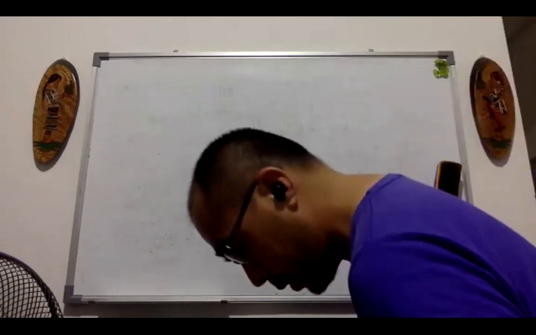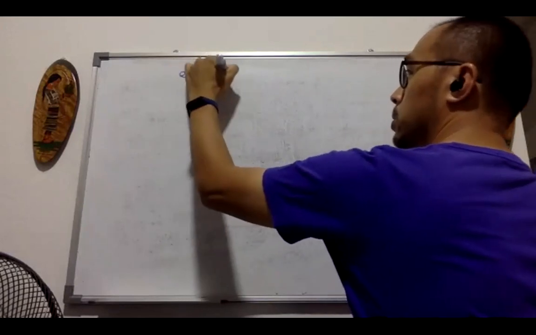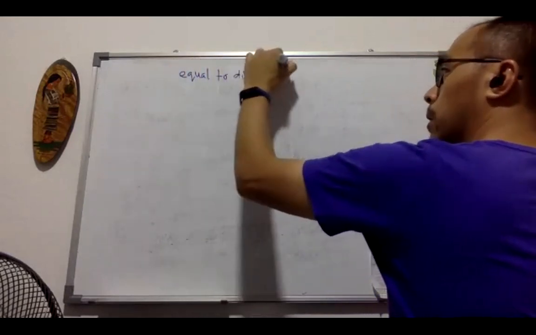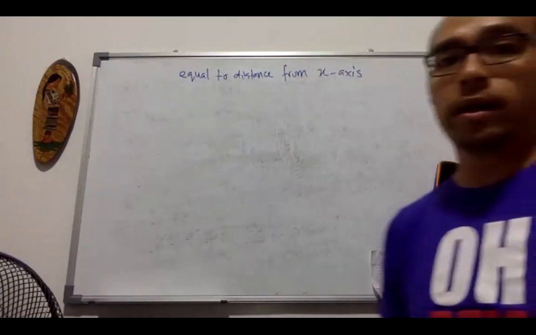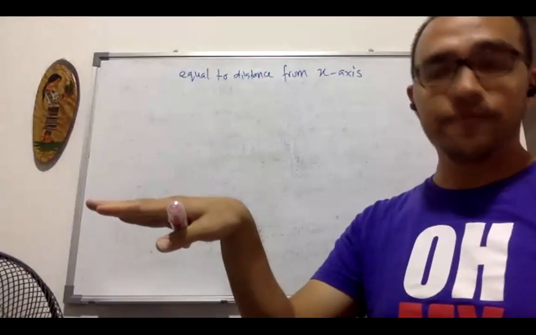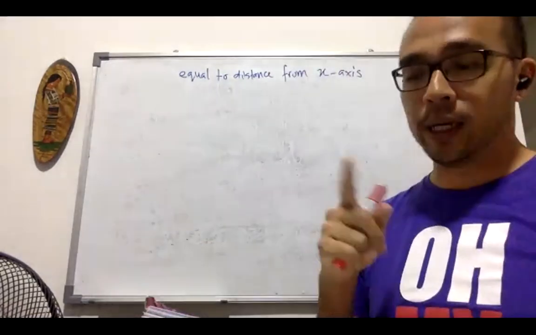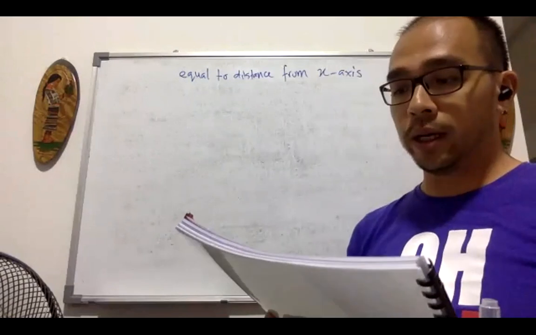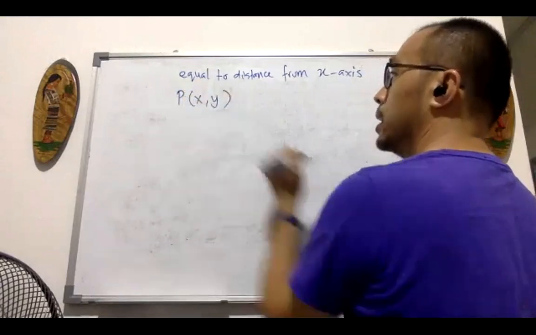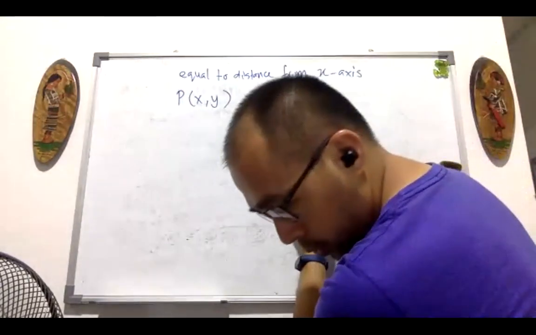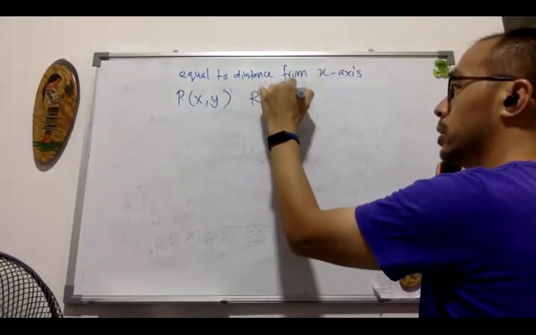So the important thing to know is this one. If it is equal to the distance from the x-axis, that means all the way along the line of the x-axis, the distance from the point to this side is equal. So if I'm going to have P as (x, y), and then they're giving you R, R is (1, 2).